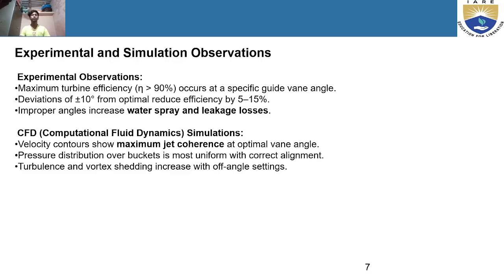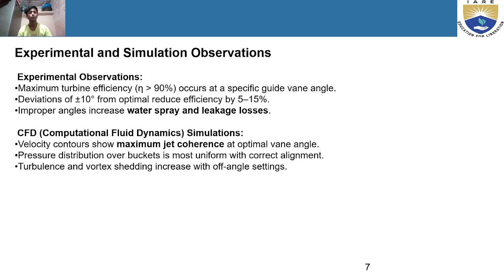Next, here are experimental and simulation observations. First, experimental observation: maximum turbine efficiency is about 90%. A guideway angle deviation of plus or minus 10 degrees from optimal reduces efficiency by 5 to 15%. Improper angle increases water splash and leakage losses.